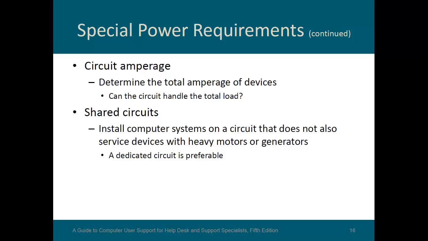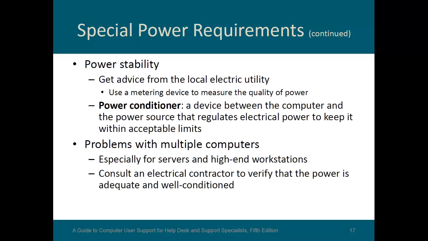Sometimes you have shared circuits, which can definitely overload that particular system. Power stability: get advice from the local electric utility. Use a metering device to measure the quality of power. Power conditioners, which are built into UPSs, are a device between the computer and the power source that regulates electrical power to keep it within acceptable limits. That keeps the computer equipment from shorting out or having a shorter lifespan.